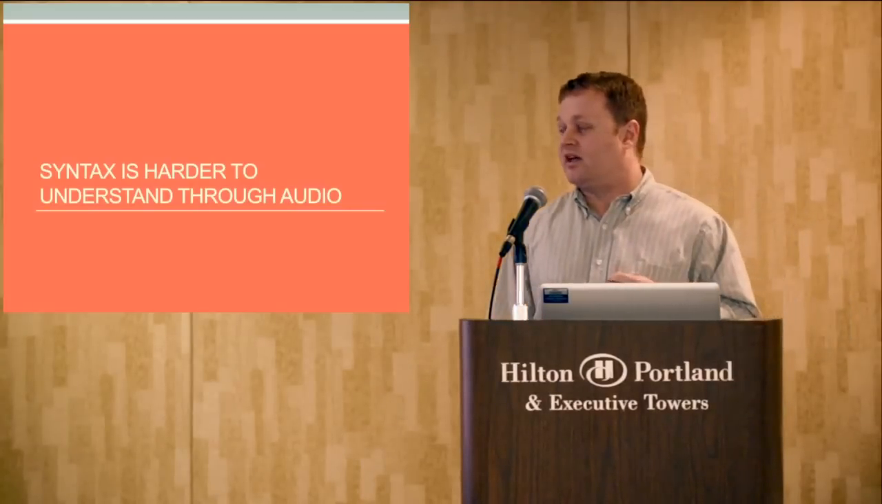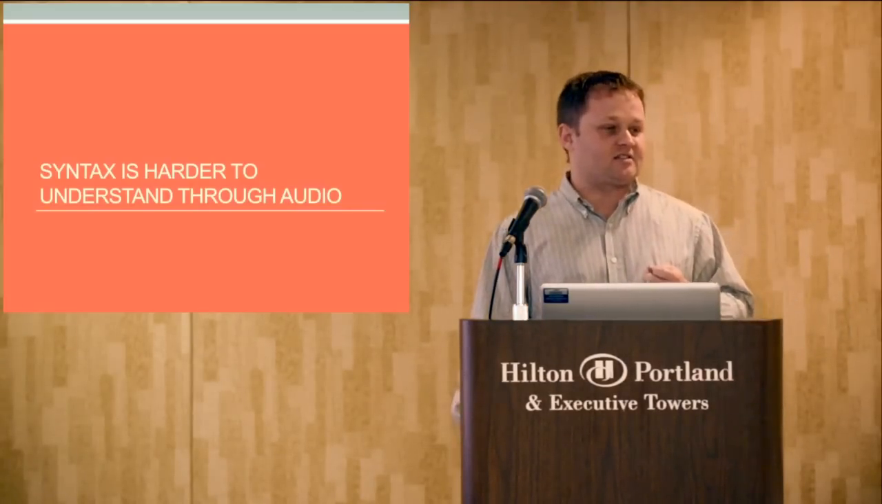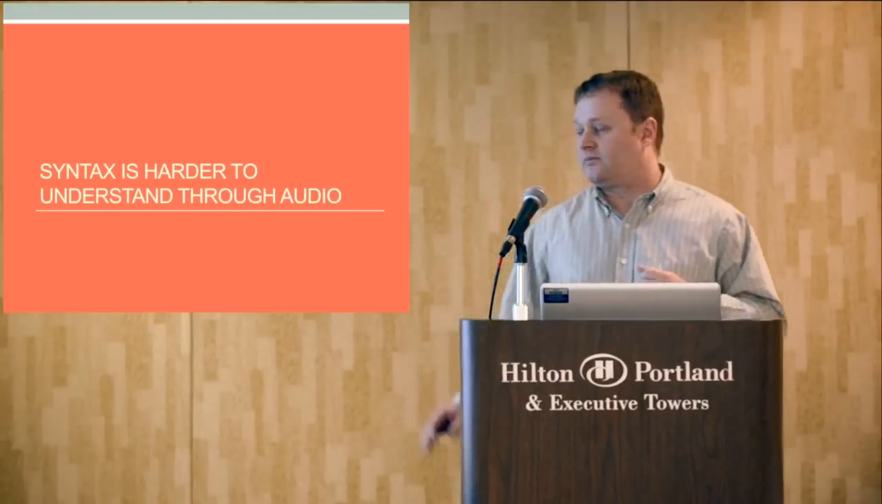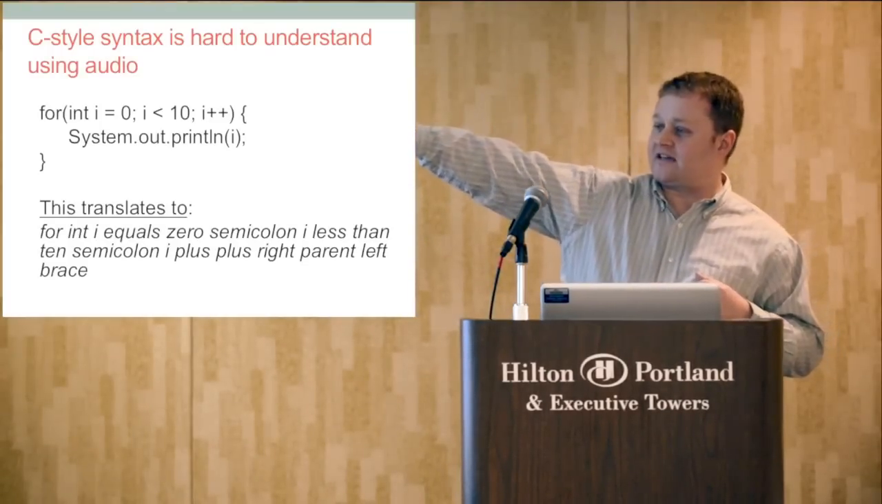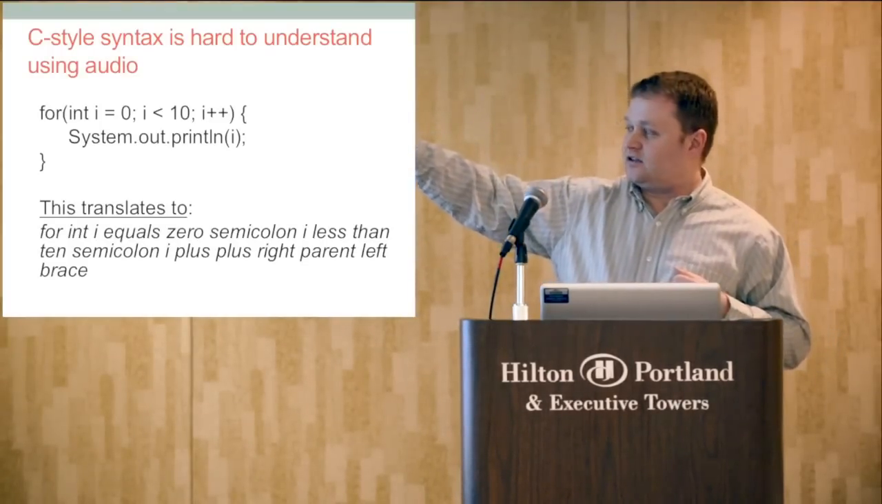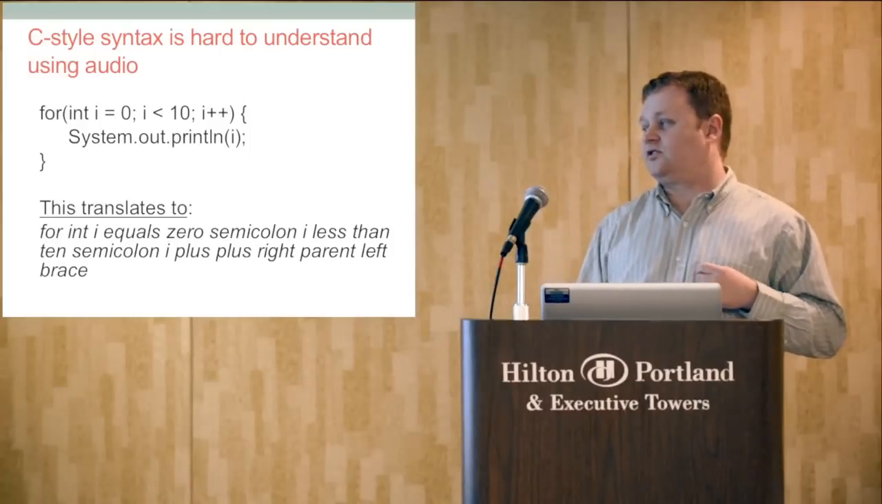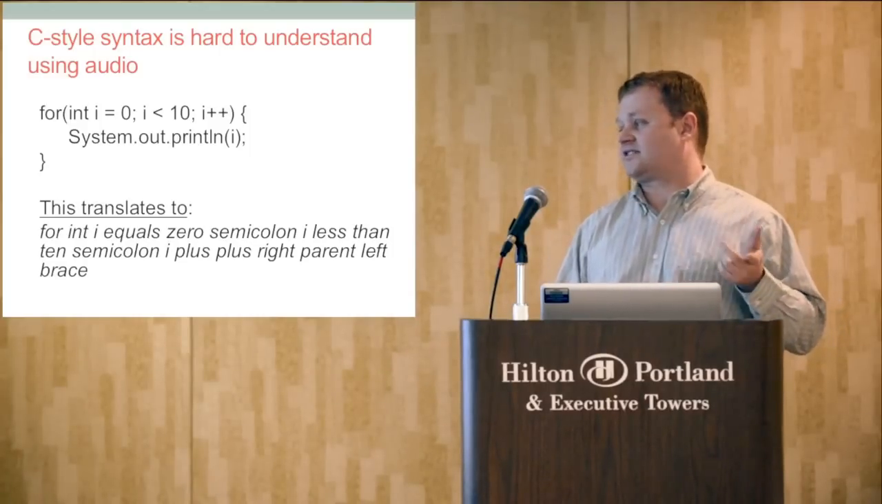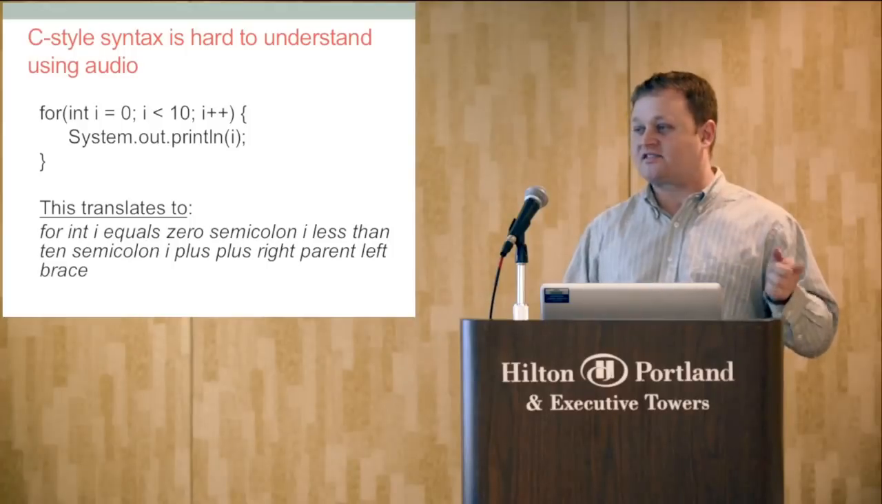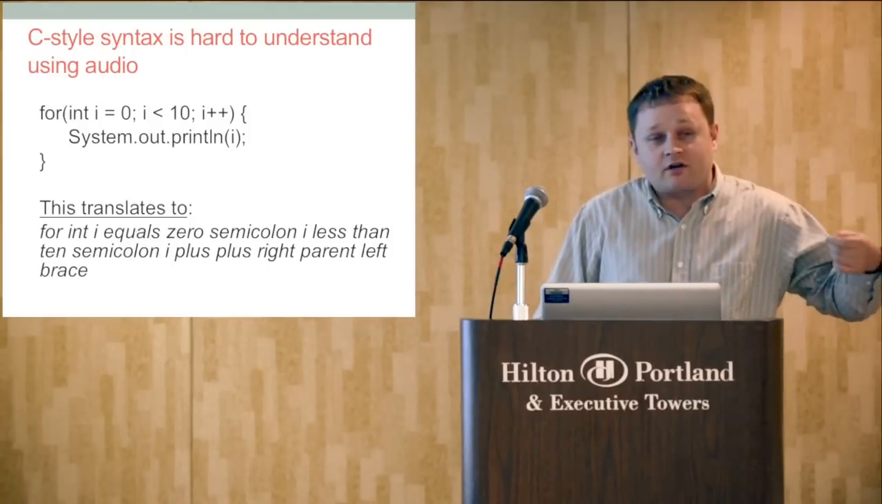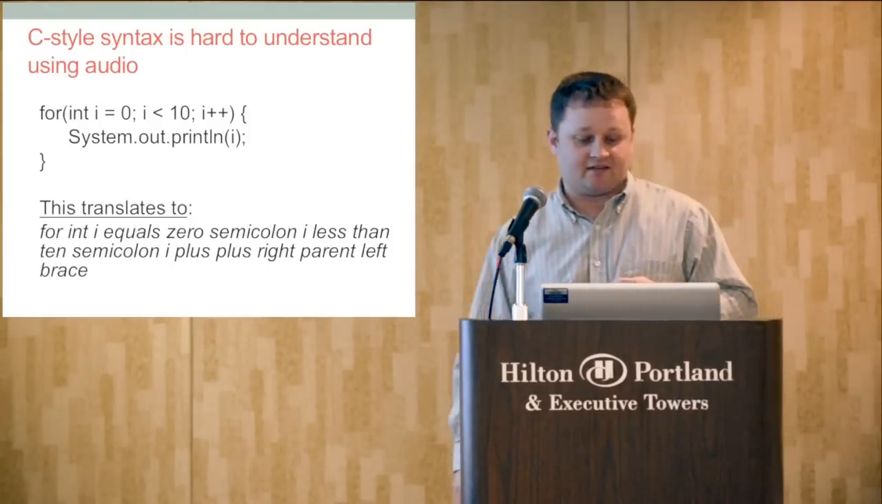So let me give you an example. If you think about just common C-style syntax, like a loop, many of us in this room can look at that top phrase and know what it means, but on the bottom it translates to for int I equals 0, semicolon I less than 10, semicolon I plus plus right parallel left brace, which is about maybe a quarter of the speed that a blind person might read that.